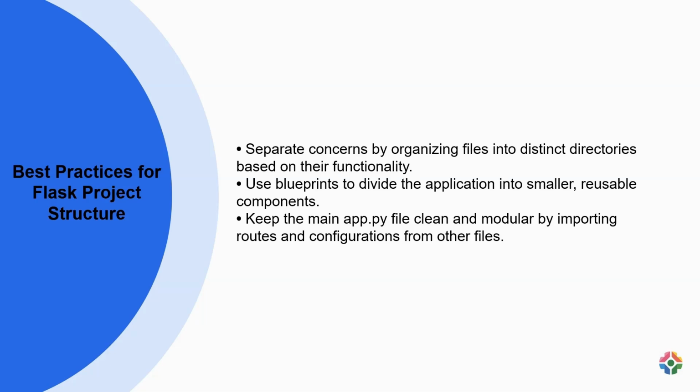Moreover, to maintain a clean and concise main file, e.g. app.py, one can import routes and configurations from external files. By importing these elements, the main file can focus on initializing the application and managing its core functionalities, ensuring clarity and efficiency in code maintenance and readability. By implementing these practices, developers can create well-structured and maintainable applications, fostering a more efficient development process and enhancing overall code quality.